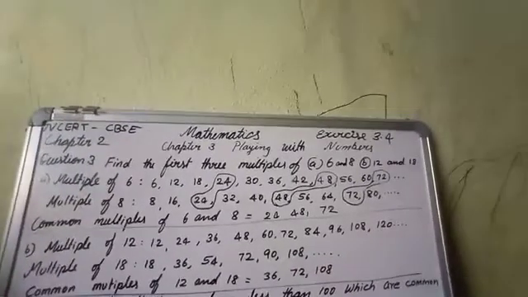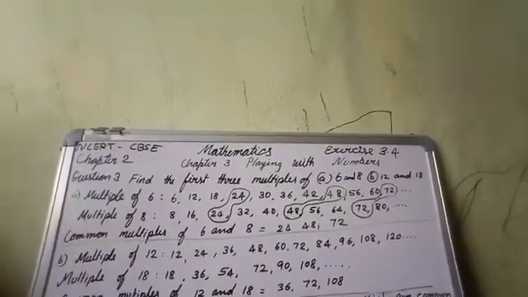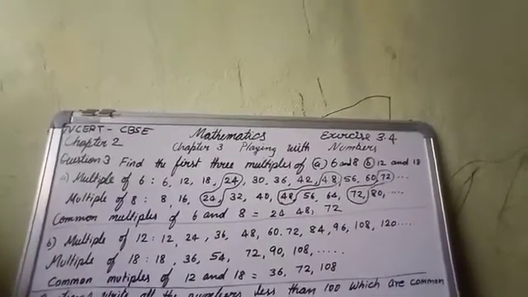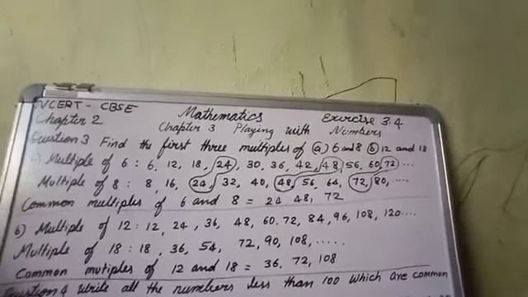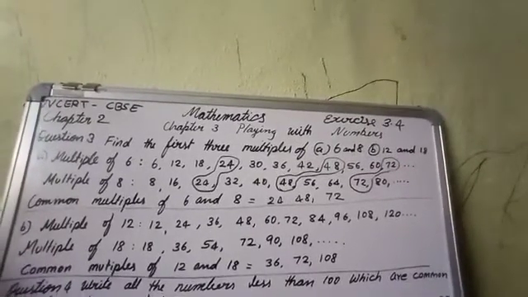In this way we can easily find the common multiples. That is why the chapter is named Playing with the Numbers. We are just playing with the numbers.